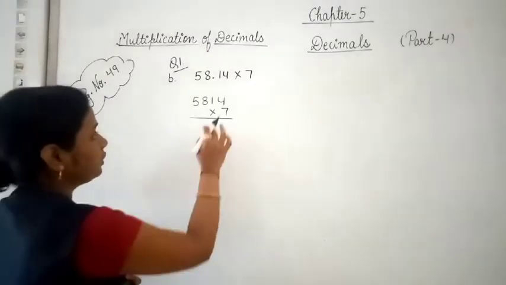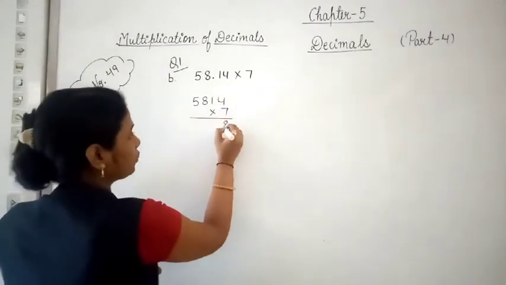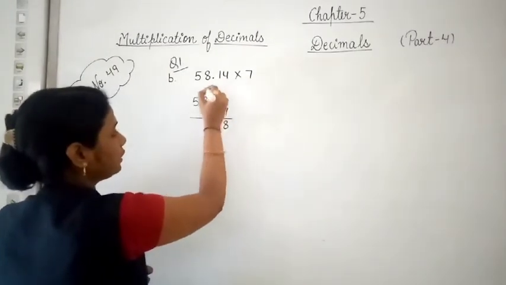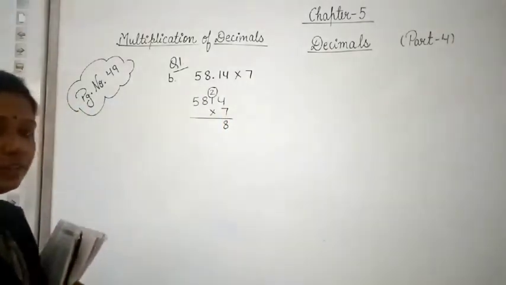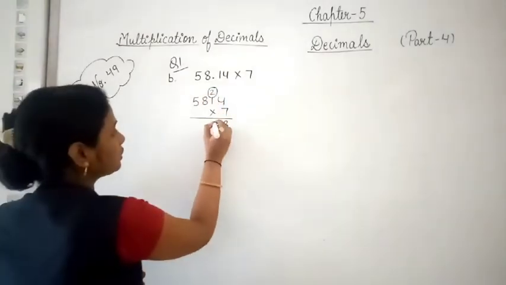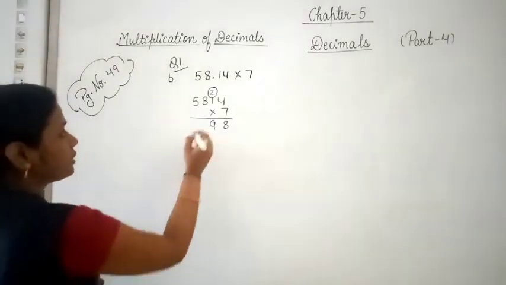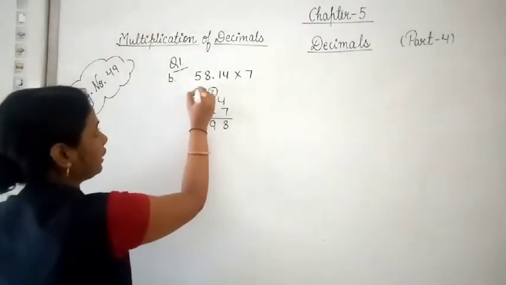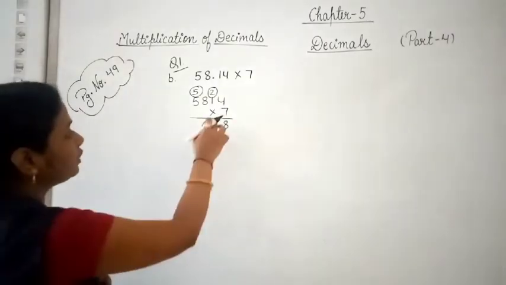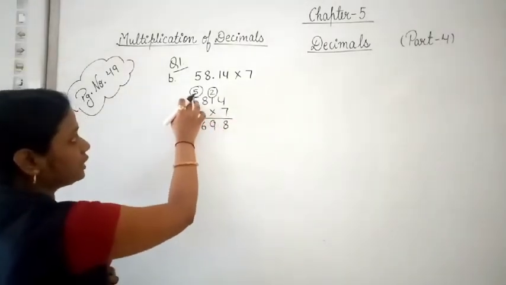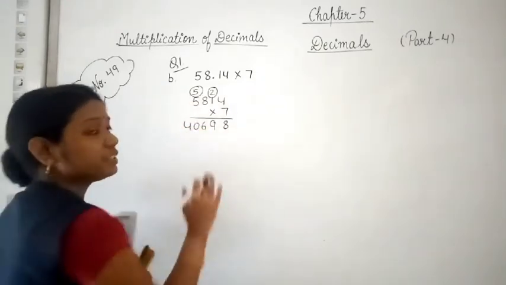Okay, so now we will multiply 7 by 4. So 7 multiplied by 4 is 28. 2 will be carried forward. Now 7 multiplied by 1 is 7. Now 7 plus 2 is 9. 7 multiplied by 8 is 56. So 56 we will write like this. Now 7 times 5 is 35. 35 plus 5 is 40. Okay, so this is the answer which I have got.